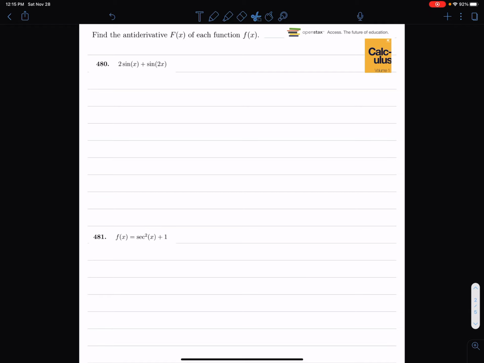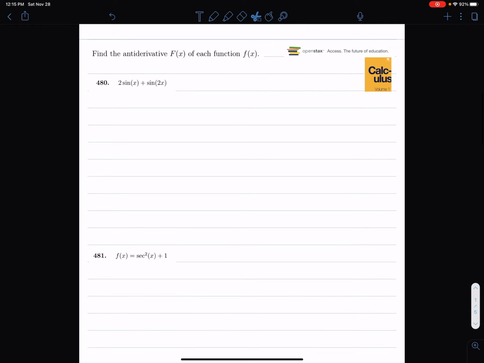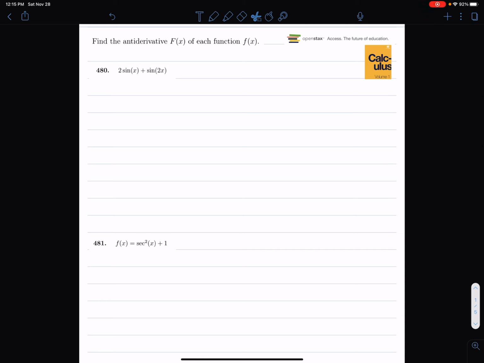Let's go ahead and find the antiderivatives of these functions. These are from OpenStax Calculus Volume 1. And this first one maybe even has a little typo. What I want to say is that f of x equals 2 sine x plus sine 2x.